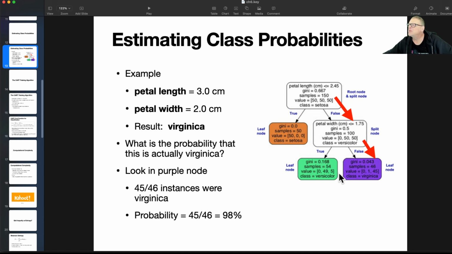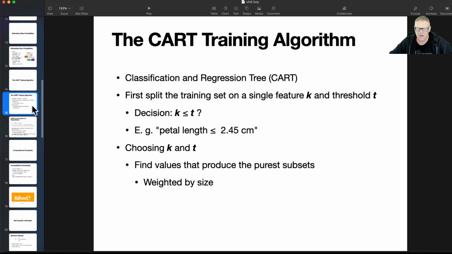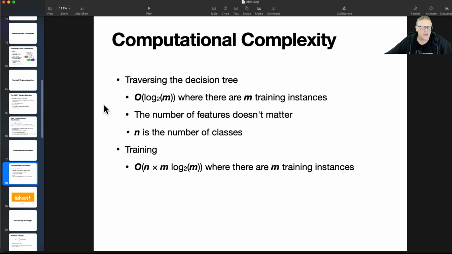N is the number of training instances. The number of classes is, okay, let's get down here. N is the number of classes, right? N is 3 and M is 150. 50 for each class, right? M is 150, exactly. You guys have got it right.